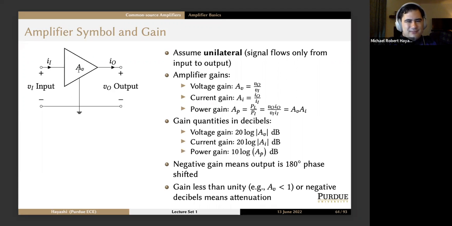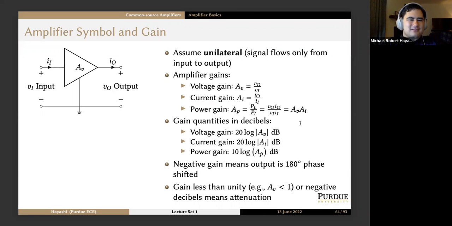So if it's a voltage amplifier, it uses A sub V. If it's a current amplifier, it uses A sub I. Or you can calculate it by saying how I_O changes compared to I_I, the input current. And then you can talk about the power gain of an amplifier, A sub P, which is the power delivered to the load over the power received at the input, which is just V_O times I_O over V_I times I_I, which is the product of the voltage and current gains, as you would expect.